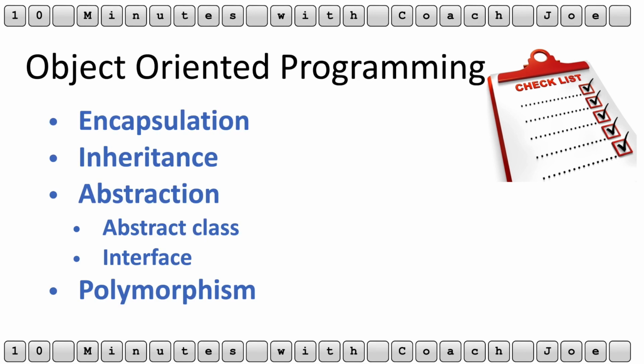Object-oriented programming is about creating objects that contain both data and methods. The four building blocks for object-oriented programming are encapsulation, inheritance, abstraction, and polymorphism. In this lesson, we'll focus on inheritance.